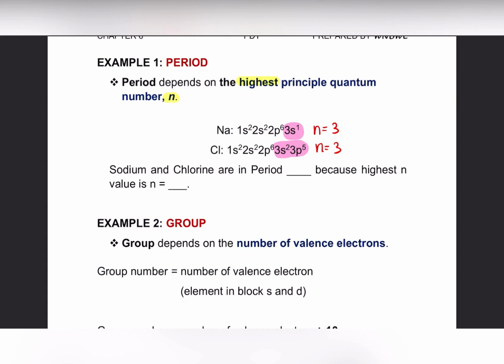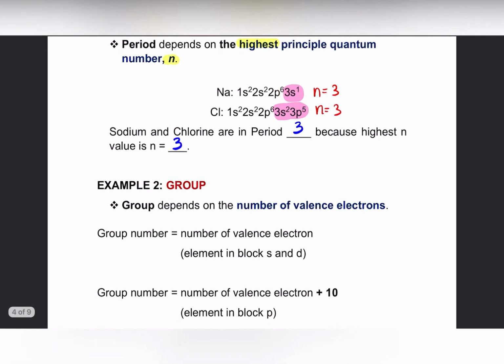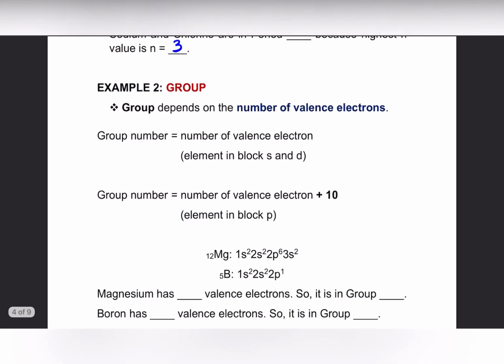Sodium and chlorine are in period 3 because the highest n value is n equals to 3. So itulah cara awak nak deduce period untuk mana-mana elemen yang diberikan. Okey, saya teruskan dengan example kedua, iaitu how you want to deduce the group for that element.